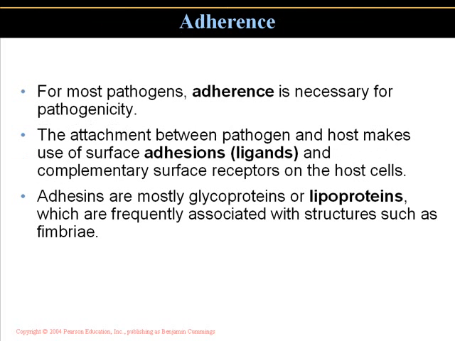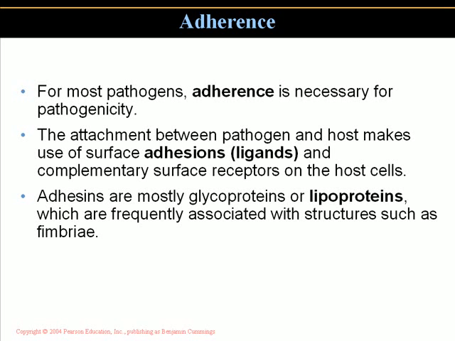For most pathogens, adherence is necessary for pathogenicity. The attachment between the pathogen and the host makes use of surface adhesins and/or ligands and complementary surface receptors on the host cell. Adhesins are also mostly glycoproteins or lipoproteins, which are frequently associated with structures such as the fimbriae that I showed you on some other organisms in earlier lectures.